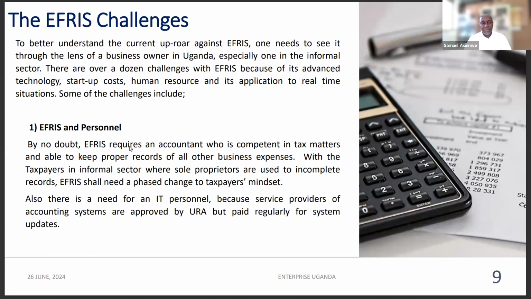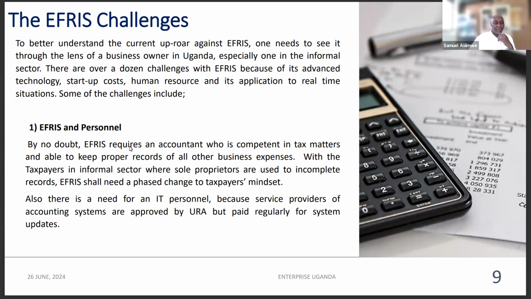This is a technology that is introduced to people with little knowledge on technology, but it comes with that advanced level. Then the EFRIS challenges: you find that we have the startup costs, because for you to start to connect to the URA side, you have to have some costs. Then there's also human resource. Then there's also the application in real time.